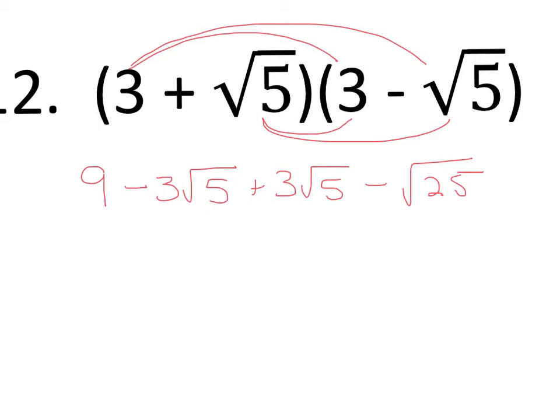Okay, so now I'm going to clean some things up here. I know that this is going to cancel each other out, because I'm going to have a negative 3 root 5 plus 3 root 5, so that's going to go. I still have a 9 here, and here I have a minus, the square root of 25 is 5. So when that middle cancels, all I'm left with is 9 minus 5, which is 4.